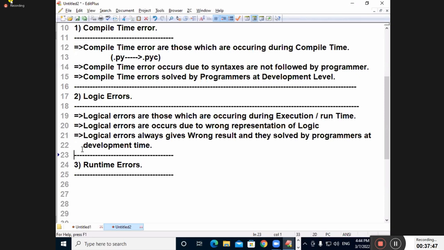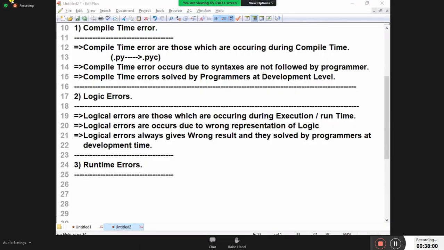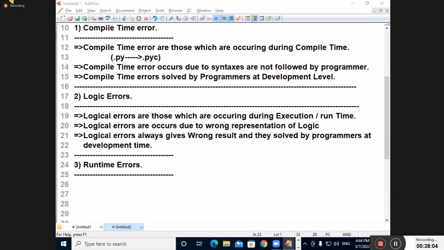How many types of errors? Quickly, everybody should say. Three types. What are those? Compile time errors, CTE. Online students, type it quickly. Logical errors, LE, and RTE means runtime errors. But outside, don't use this abbreviated form. I am saying it for students who are charting quickly. CTE, RTE, and LE. Logical errors occur because of what?